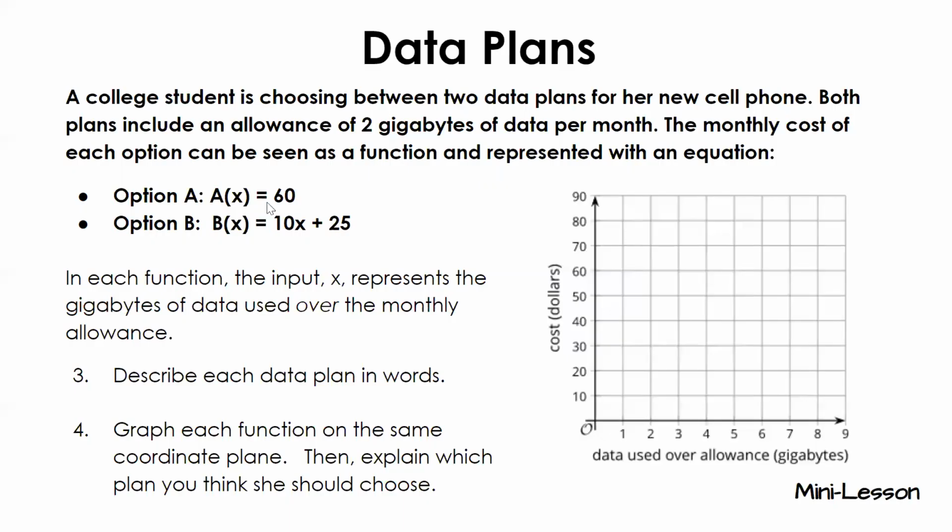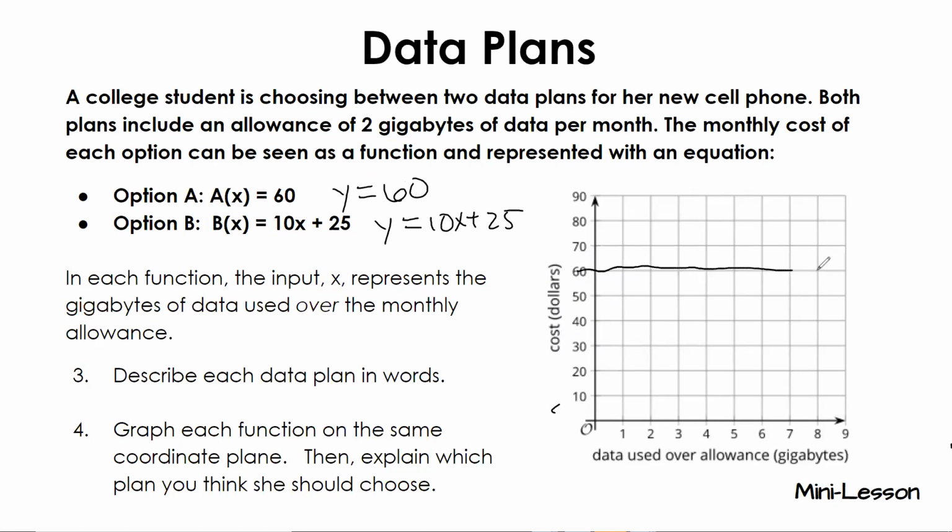When you graph this first one, you're going to type in Desmos y equals 60. On the second one, you're going to get y equals 10x plus 25. So you're going to graph both of these equations. Draw it on your graph. I'll give you a minute. Okay, so if I graph y equals 60, this is going to be a straight line across. And then if I graph 10x plus 25, it's going to look something like this, right? Ta-da.